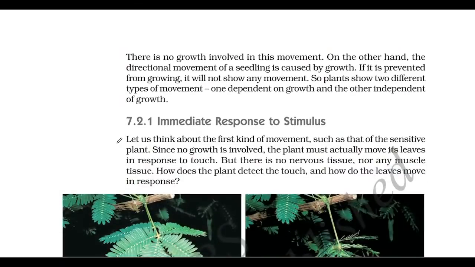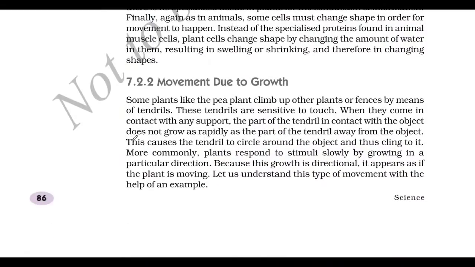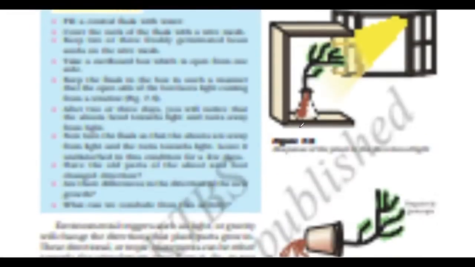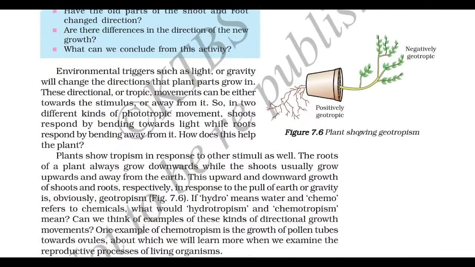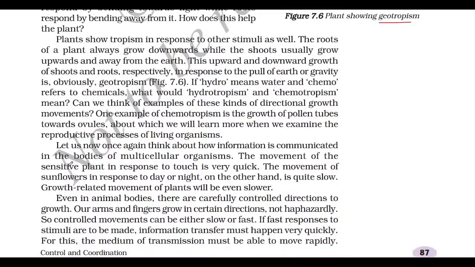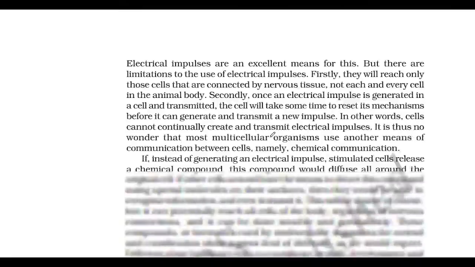Coordination in plants: you should know about movement dependent on growth and movement independent of growth, and also about geotropism, hydrotropism and phototropism. You should know the meaning of phototropism, hydrotropism, geotropism and also chemotropism, and important questions can be asked based on this. Important 2 or 3 mark questions will be asked.